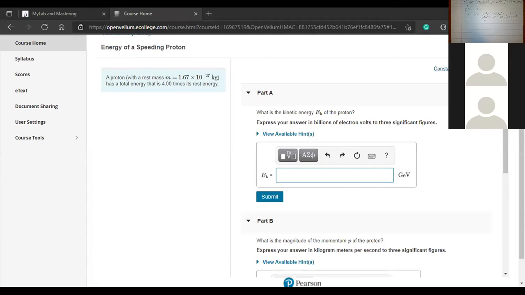A proton with a rest mass of 1.67 times 10 to the -27 kilograms has a total energy 4 times its rest energy. So E equals 4.0 MC squared is what they're saying. What is the kinetic energy of the proton? And B, what is the magnitude of momentum of the proton? So they want to know K equals question mark and P equals question mark. Do you have an idea what you're going to do here?